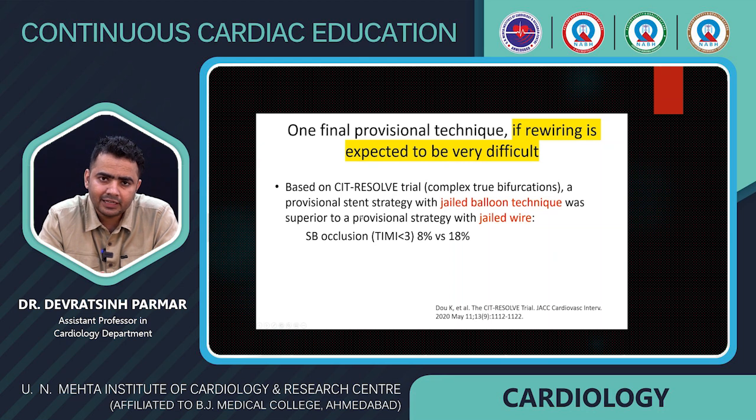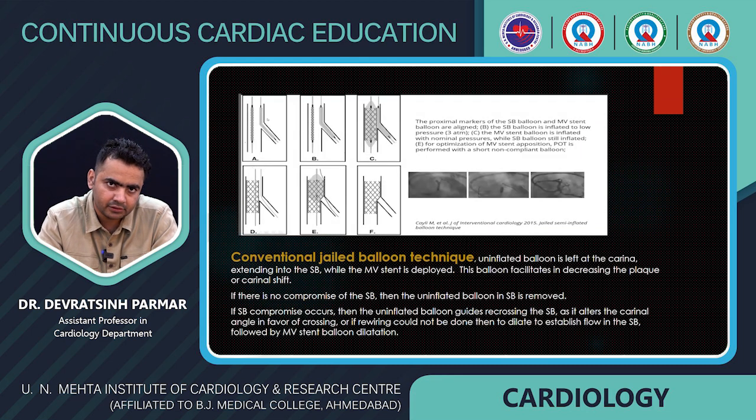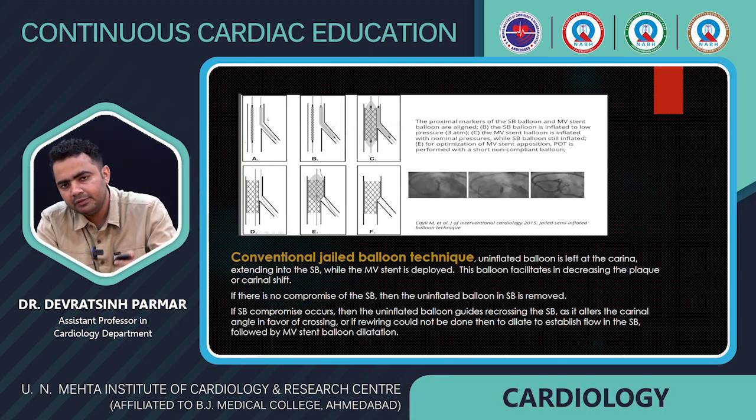Then one other trial has come, the CIT RESOLVE trial, which compared the jailed balloon technique versus the jailed wire technique. Here they showed that if we keep a jailed balloon, side branch occlusion was significantly lower compared with the jailed wire. So what is the conventional jailed balloon technique? It's the same as provisional stenting. You wire, you put a stent in your main branch, and you keep the uninflated balloon in your side branch.